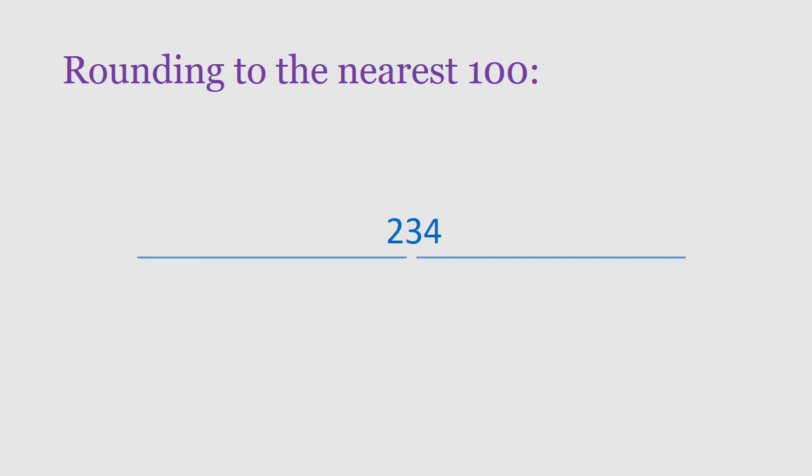Now let's move on to thinking about rounding to the nearest 100. We're going to do exactly the same process, only I want you to think of the hundreds that would sit either side of this number. The 100 that sits below 234 is 200, and the 100 that sits above it is 300.